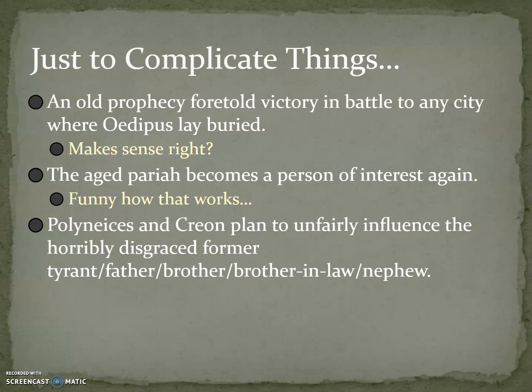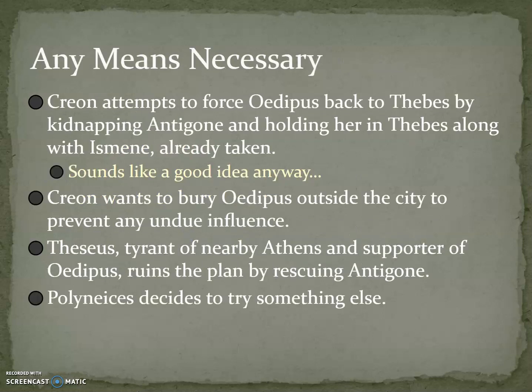Now remember, Creon claims that he has the city's best interest in mind at all times, much like we saw with Oedipus. Now Creon attempts to force Oedipus back to Thebes by kidnapping Antigone, because that is always going to go over well. Kidnapping a man's daughter, right? It's just another episode of Taken. Holding her in Thebes, along with Ismene, already taken. There it is. Sounds like a good idea, right? Well, Creon wants to bury Oedipus outside the city to prevent any undue influence.